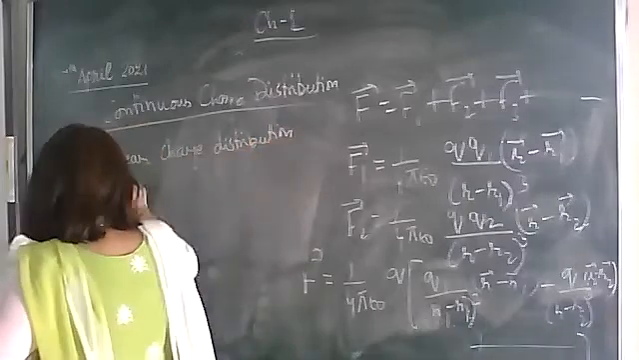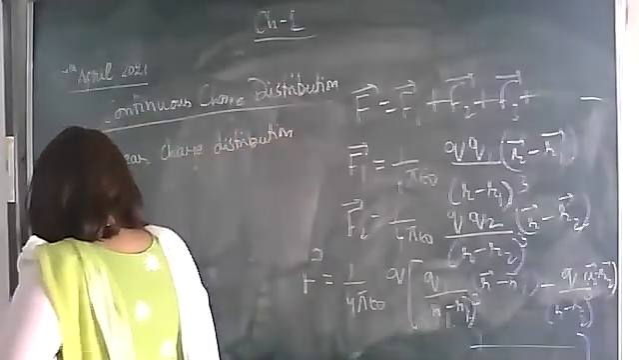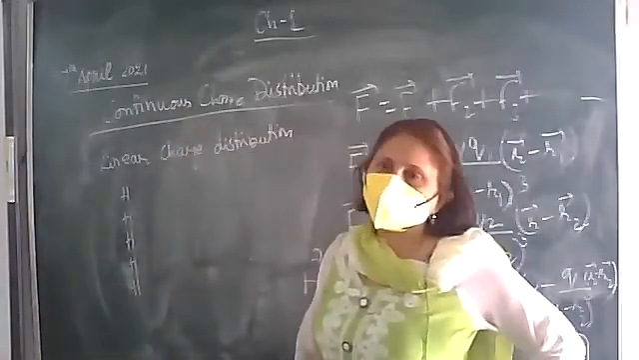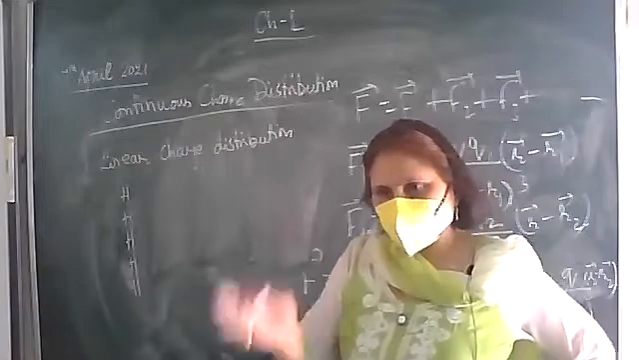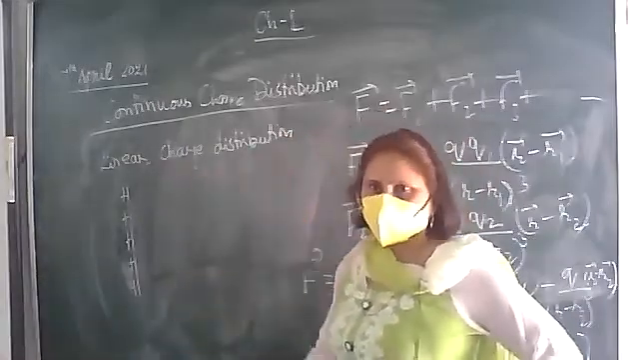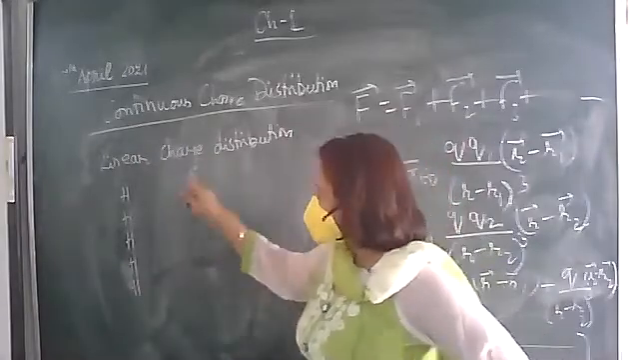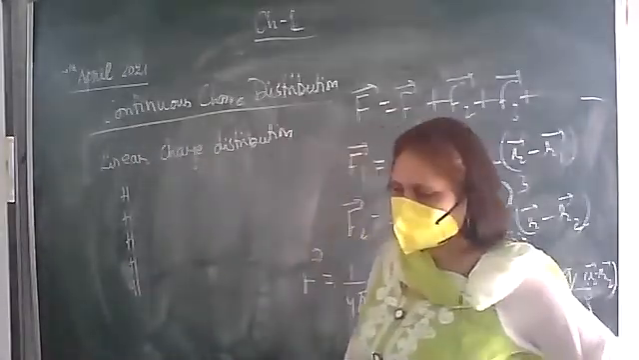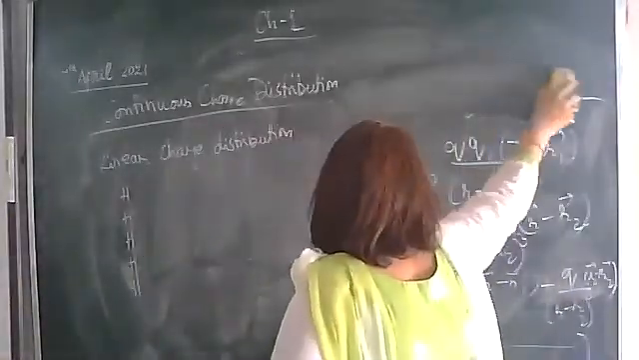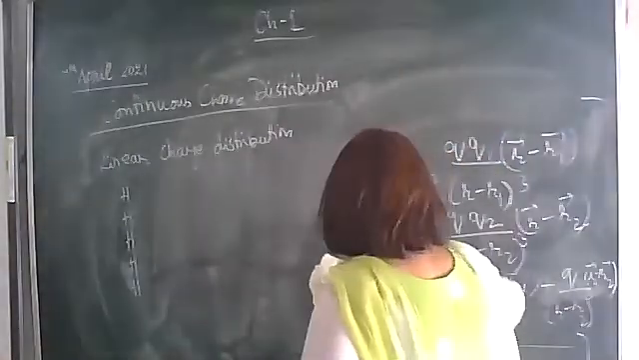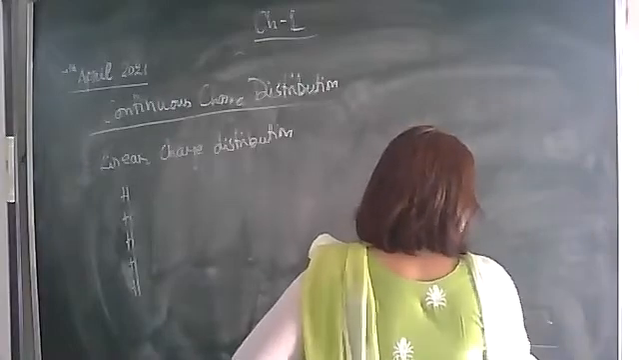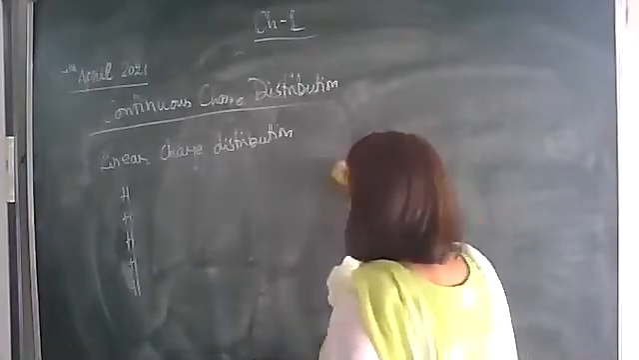Let positive charges be uniformly distributed along a line. So what type of charge distribution do we call linear charge distribution? Charge distributed uniformly along a line. So write the first one, linear charge distribution: charge uniformly distributed along a line.